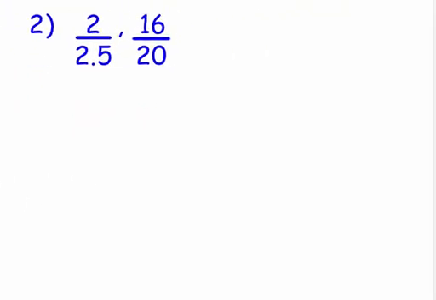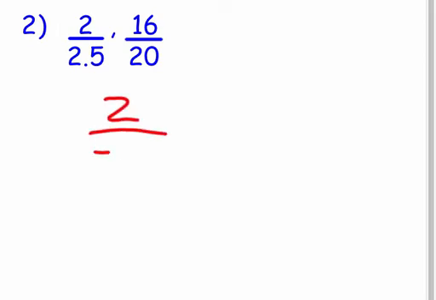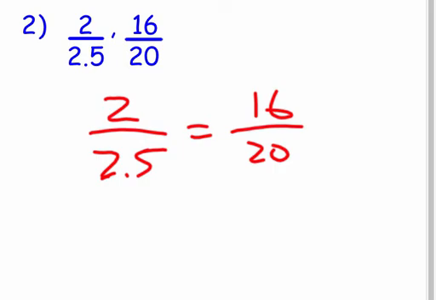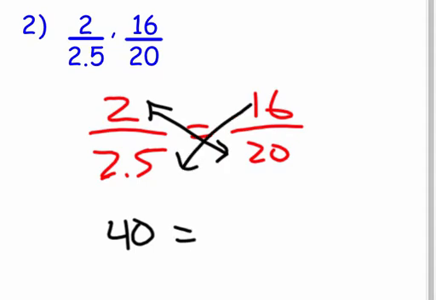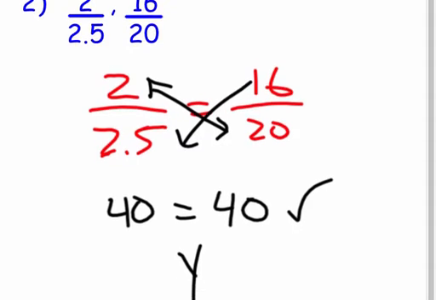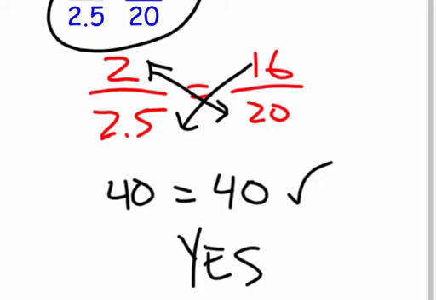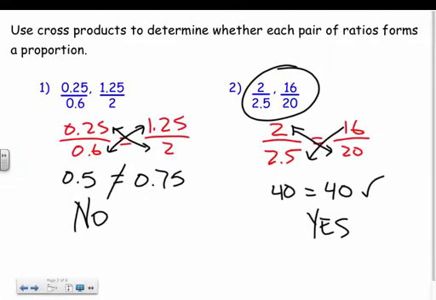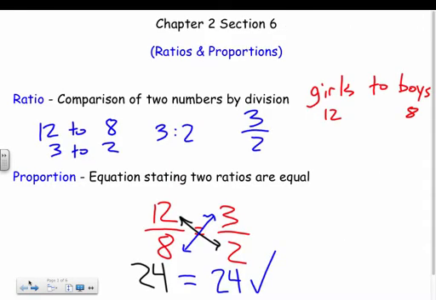Same thing for number 2. I'm checking to see if these two fractions are equal. So I take the cross product. 2 times 20 gives me 40. And I'm going to set that equal to 2.5 times 16, which also gives me 40. So yes, that checks out. So these two are proportional. If the cross products work and they're equal, then they are proportional. So we can use that rule now.